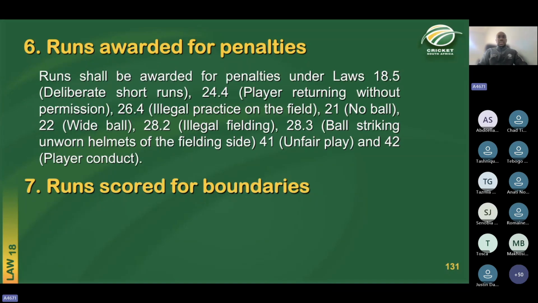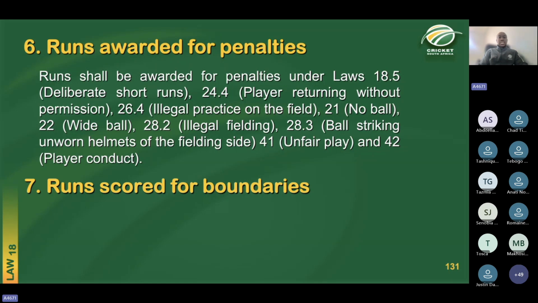Let's look at some of the laws where penalty runs are awarded. We've just spoken about deliberate short runs. 5 penalty runs awarded to the fielding side. In law 24.4, we will cover if a player returns to the field without permission from the umpires and comes into contact with the ball, they will cost their team 5 penalty runs. 5 penalty runs will be awarded to the batting side.